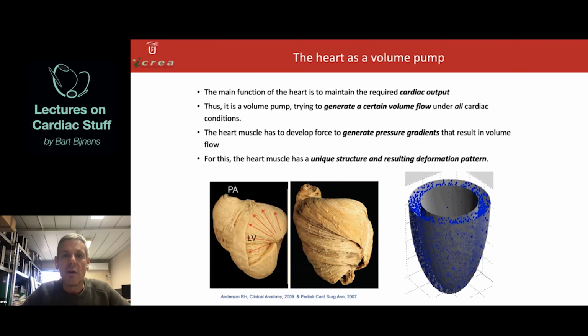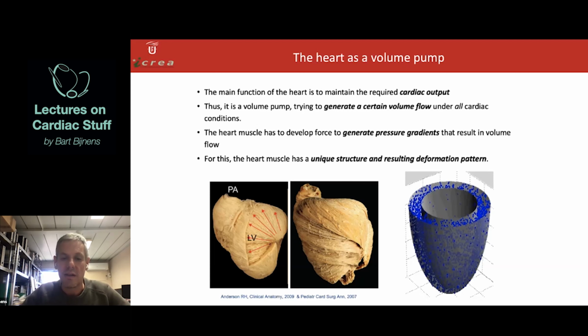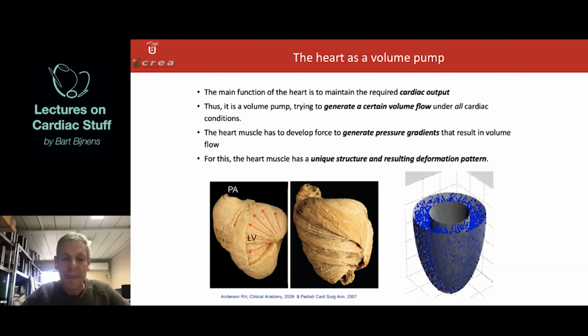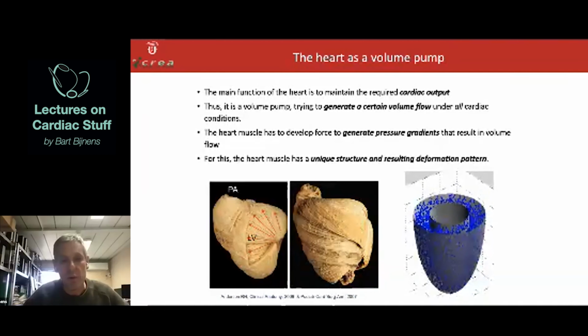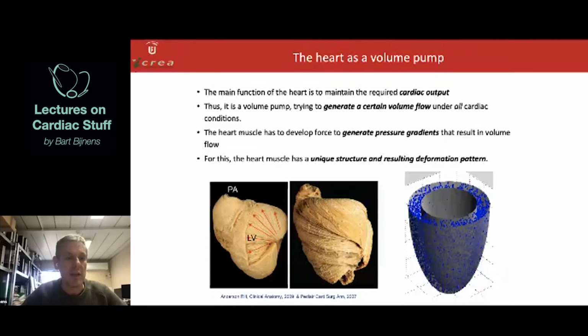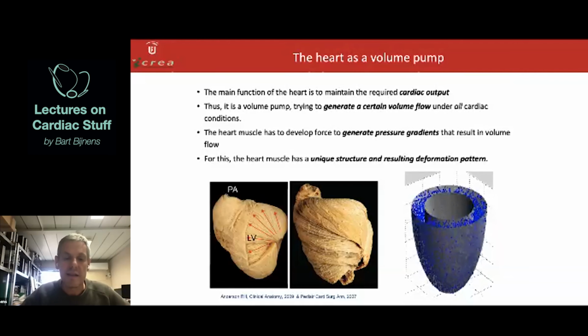This generation of volume flow needs to be done under all cardiac conditions. That means with changes of an individual to the adaptation that the body needs, so it needs to be flexible for that. But it also needs to change with disease, or while a person is growing, or while you gain or lose weight, or while you age, because your periphery changes while aging, or if you have certain cardiac diseases. So there have to be adaptive mechanisms so that the heart itself can keep on generating this volume.